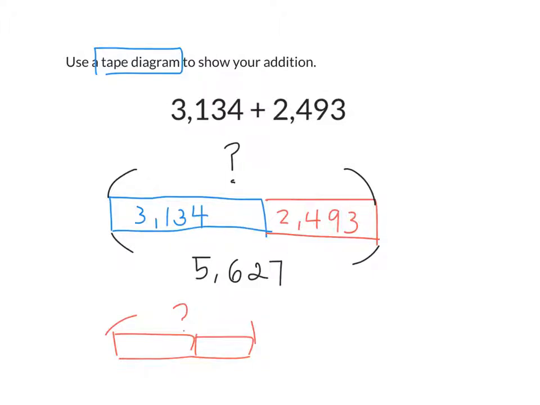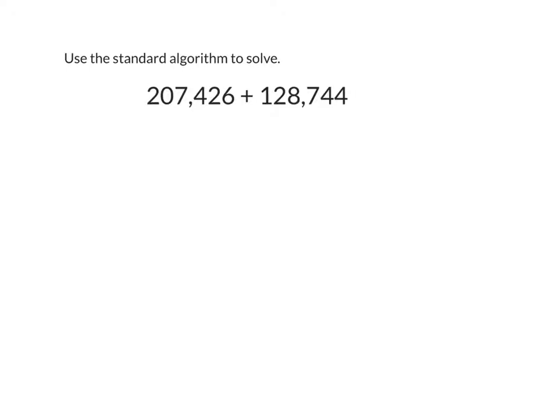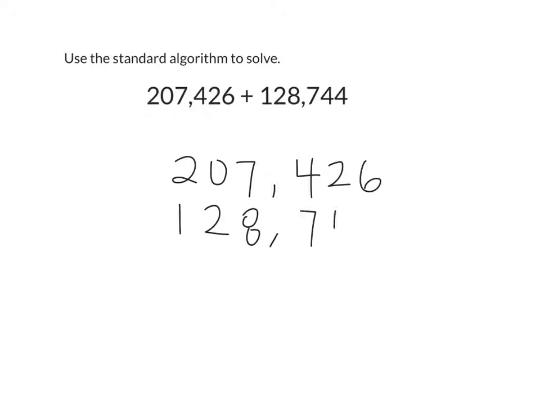Okay? Good. The standard algorithm is doing addition where you write it vertically where the ones are on top of the ones. The tens are on top of the tens. Everything is lined up. So you can imagine yourself a place value chart, okay? And place value charts just help you line up the place values. So let's use the standard algorithm to solve this. We have 207,426. We want to add up 128,744. And we write the addition sign on the left here, and we draw a line like that. It should be a review to you guys.